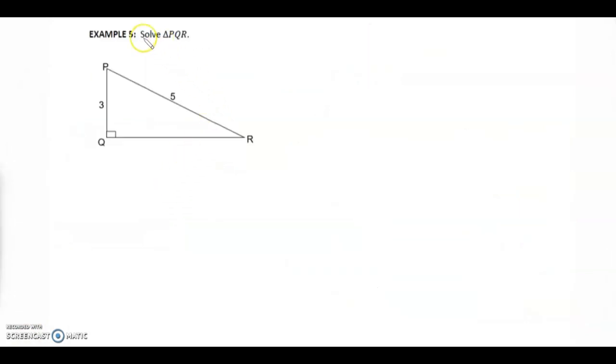Okay, example 5, solve triangle PQR. So again, solve means solve for all of the angles and all of the side lengths. So we need to solve for angle P, angle Q, which we actually already know because it's 90 degrees, it has that box in the corner. Angle R, we don't know. Then we need to solve for side PQ, which we know already, that's 3 units. QR, which we don't know. And then PR, which is 5.